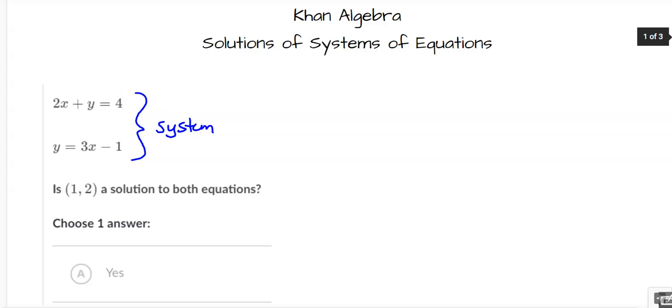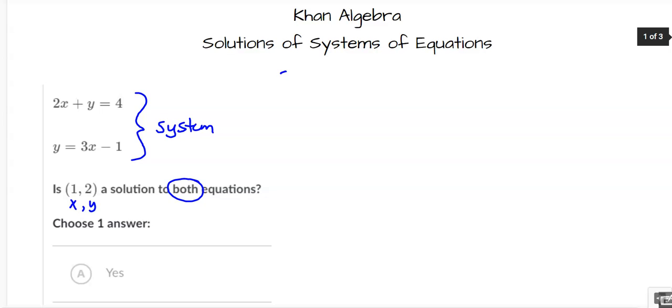You could have 3, 4, 5 equations. As you go further into linear algebra in college, there'll be more. But right now we have two equations with two unknowns, x and y. And we're simply saying, is the ordered pair (1, 2) a solution to both equations? So remember, x is the first number, y is the second number. And that just means, does it actually work when you plug it in both equations? So let's test it out.